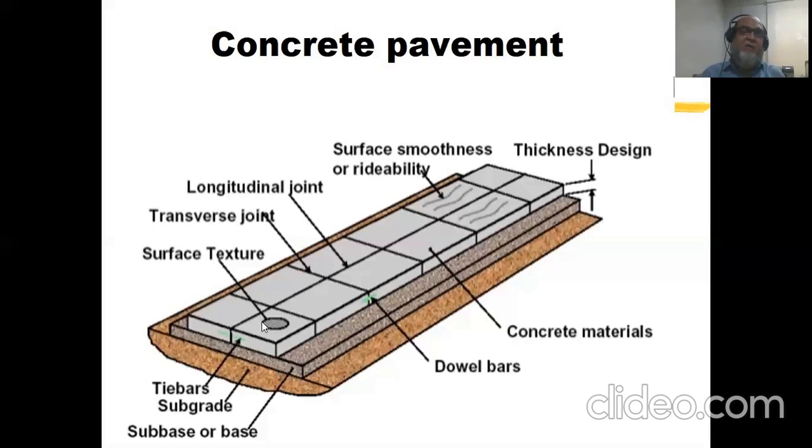And similarly, to join two longitudinal sections, or a longitudinal joint, we have a tie bar. Actually, they provide connectivity between these two slabs. If the tie bars or dowel bars are not present, there will be a differential settlement between the pavements. One of the slabs may get broken. So that's why we need this.